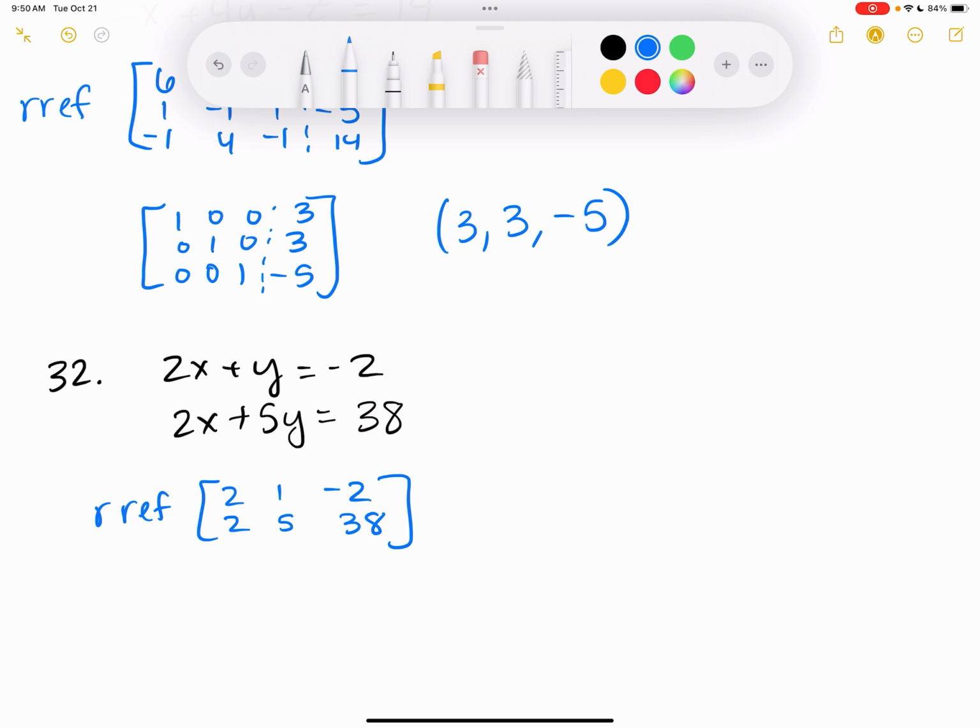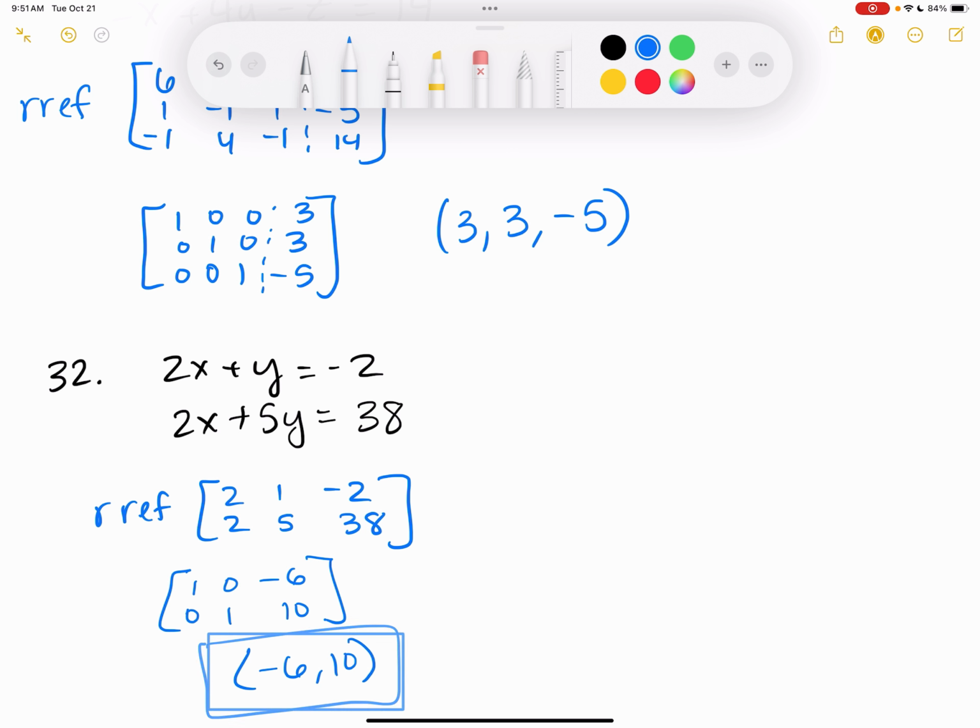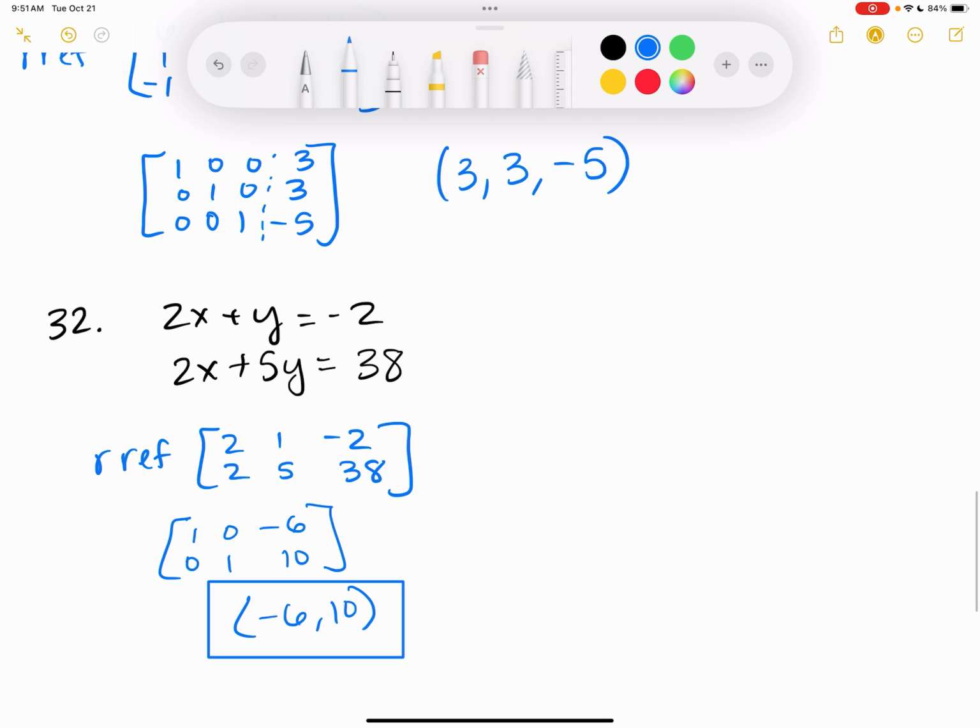When I do that, this one would give me 1, 0, negative 6, 0, 1, 10. So x is equal to negative 6, y is equal to 10. So negative 6, 10 would be the solution to this one. You could solve 4 equations and 4 unknowns the same way. But anyways, just so that you've seen it, that's a way you can check your work.